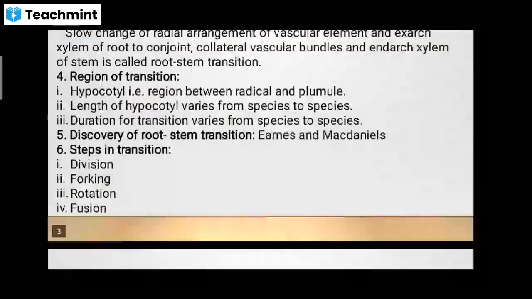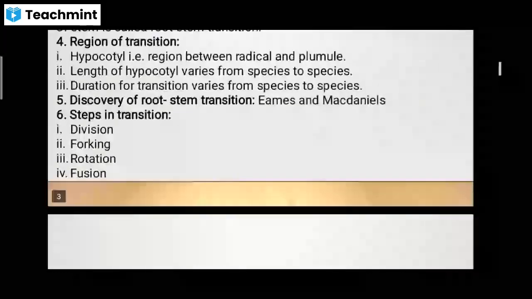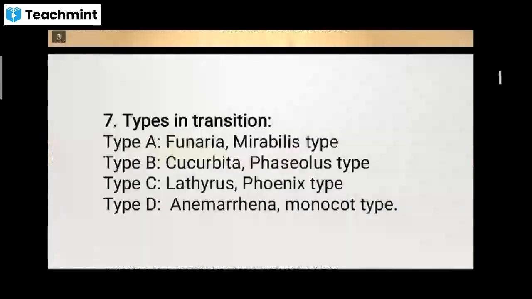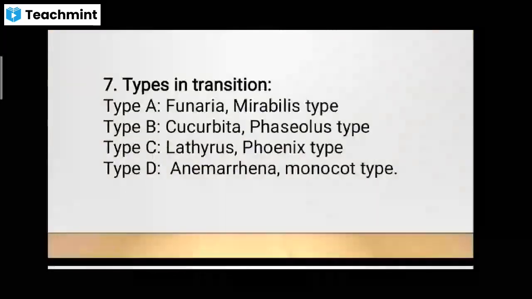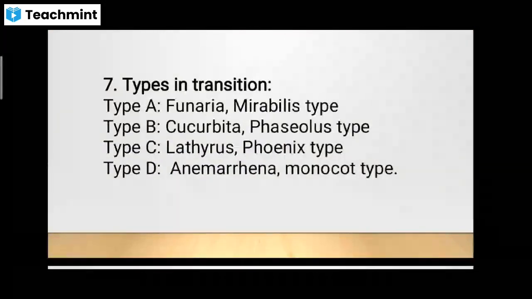Then we discussed the steps in transition. There are four steps: division, forking, rotation, and fusion. According to these steps, the vascular elements change from radial arrangement to conjoint collateral arrangement. Then we discussed the types of transition. According to the changes that take place in the vascular elements, root stem transition is differentiated into four types.